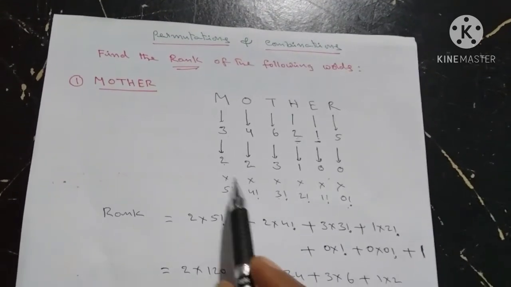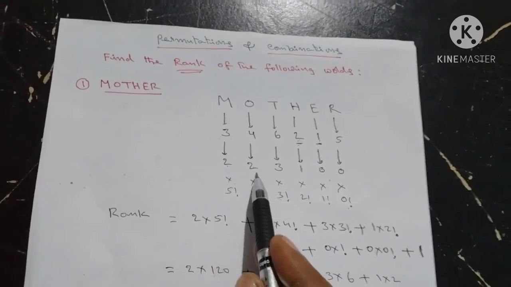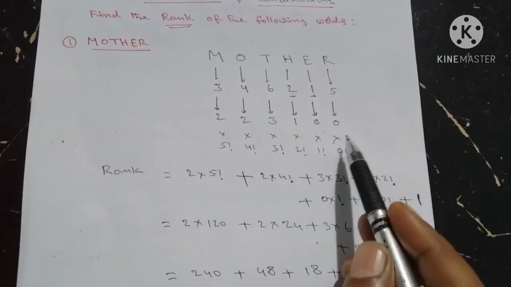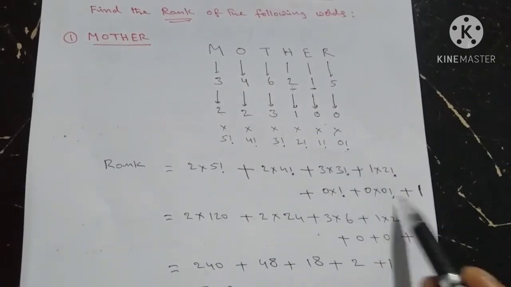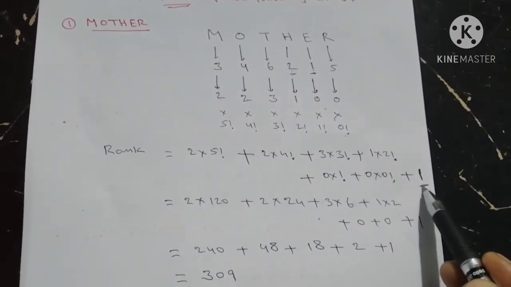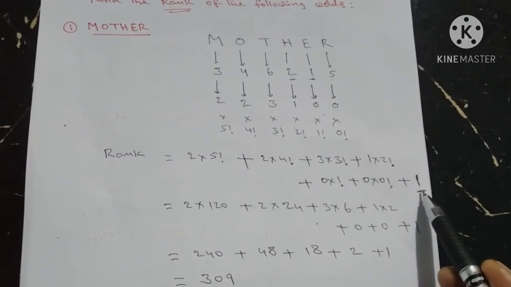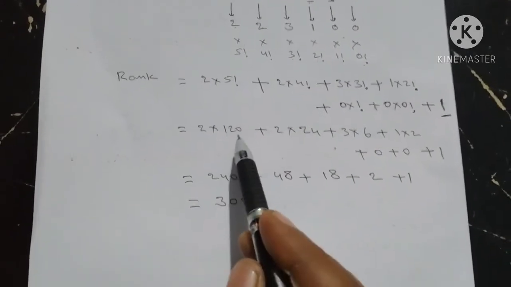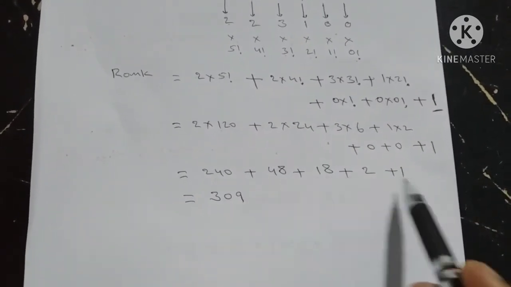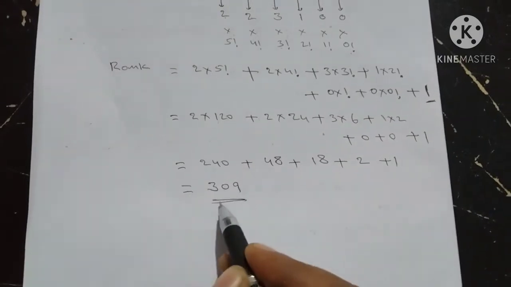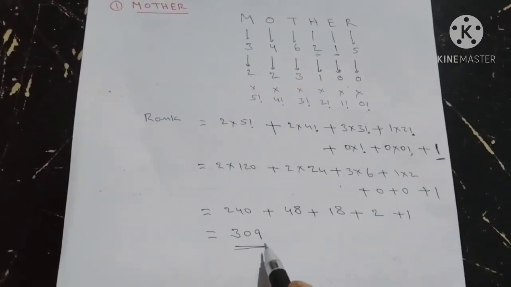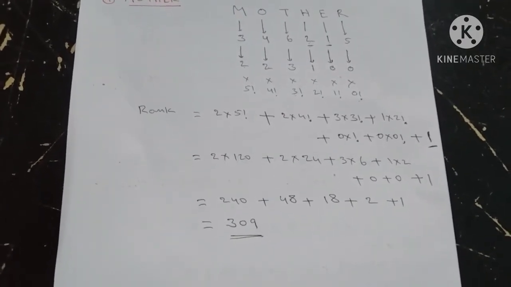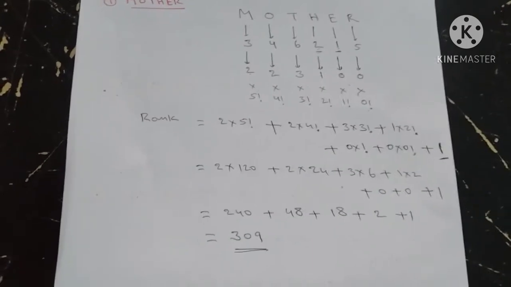So now the rank of the word is 2 into 5 factorial plus 2 into 4 factorial plus 3 into 3 factorial plus 1 into 2 factorial plus 0 into 1 factorial plus 0 into 0 factorial plus 1 added. That is the last position, the position of the rank of the word mother. So now 2 into 120 is 240, 48, adding all this, we will get 308. This is the rank of the word mother. Okay, understood? Write it down. Next we will go to the next word.